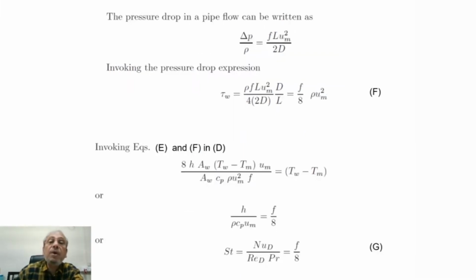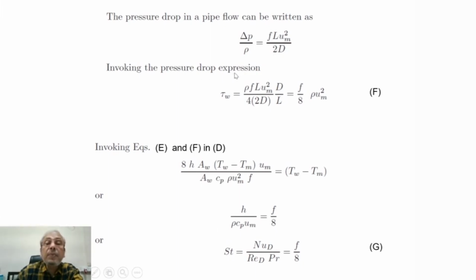So pressure drop in a pipe flow can also be written as delta P by rho equal to f L um square by twice D. This is basically Darcy's formula. Delta P by rho equal to f, Darcy's friction factor, L into um square by twice D.